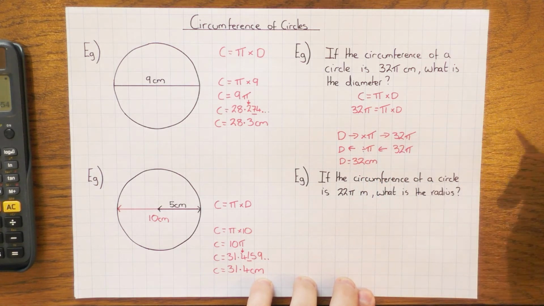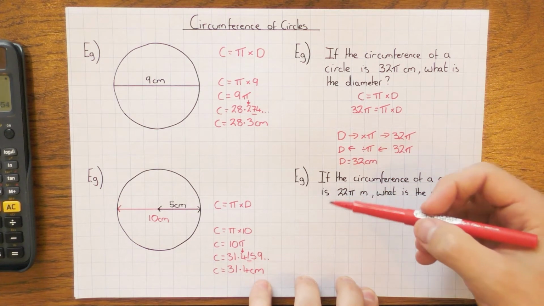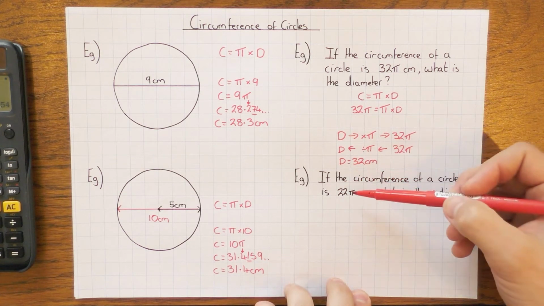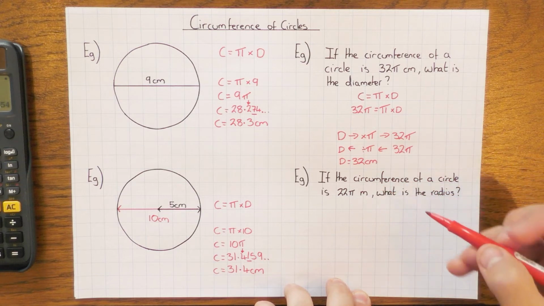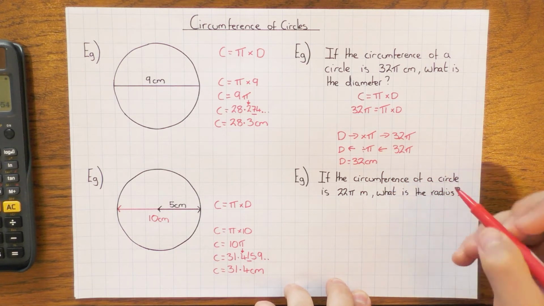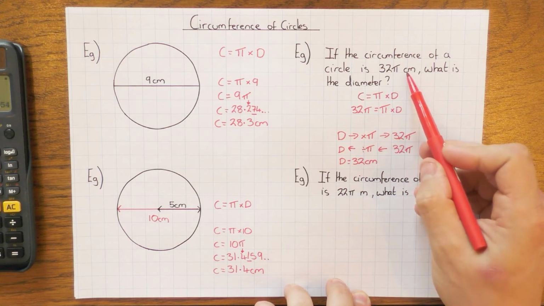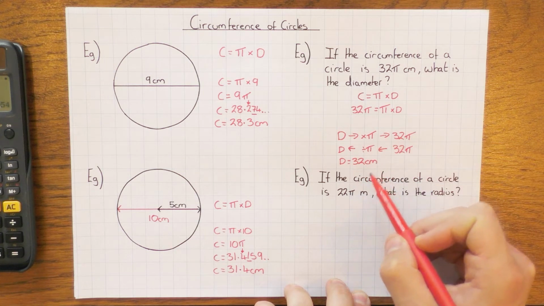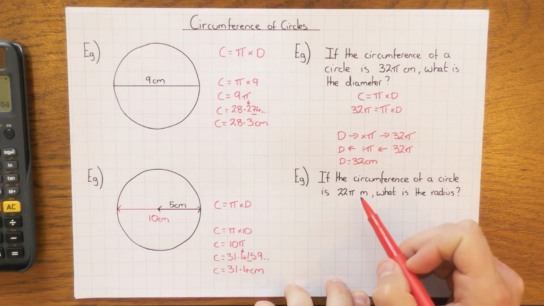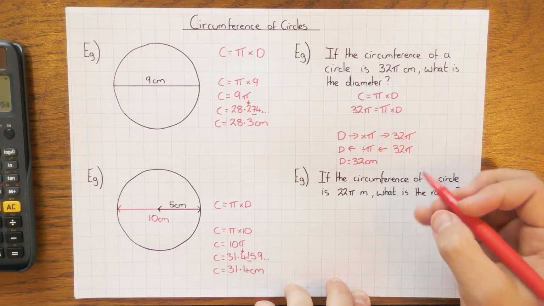Of course, centimeters. Same sort of question here. If the circumference of a circle is 22 pi, what is the radius? And notice the units have changed. So that was centimeters, which is why it was centimeters. This one here is meters, so I must be careful when writing my final answer.